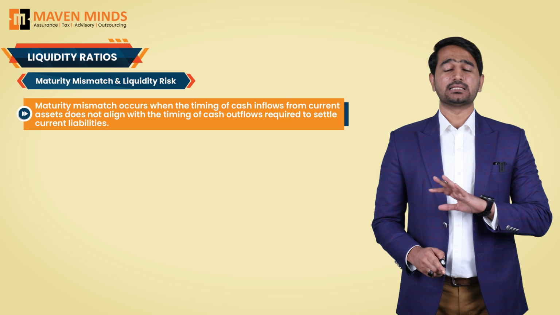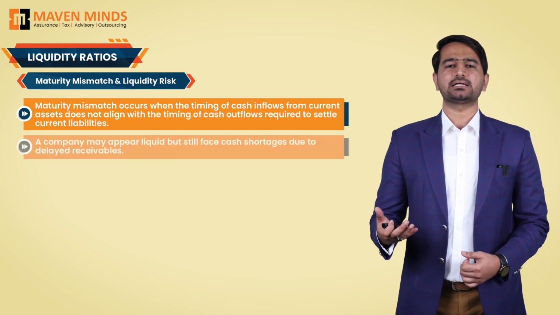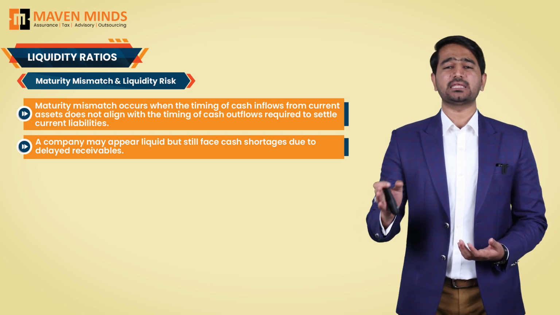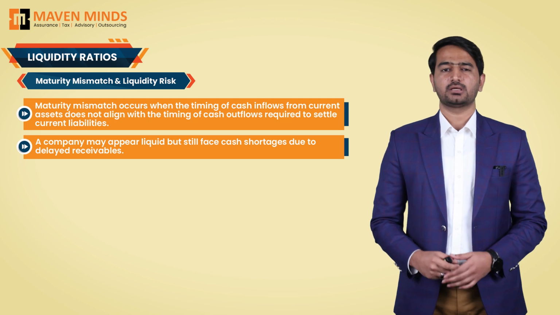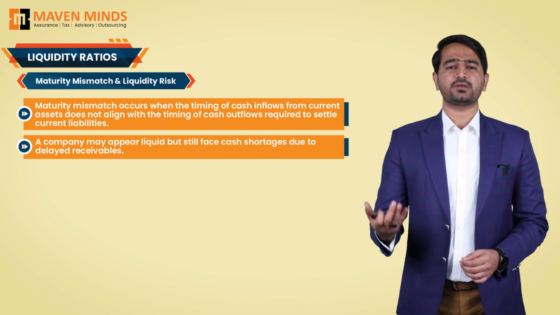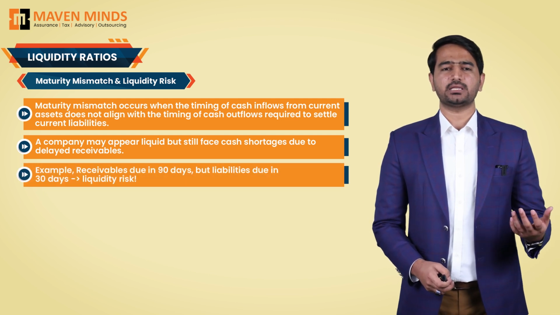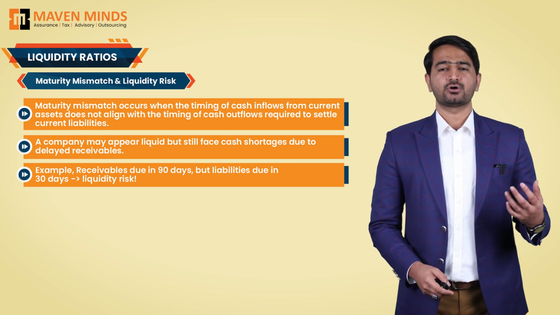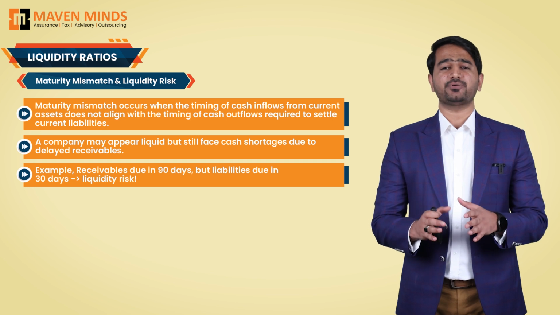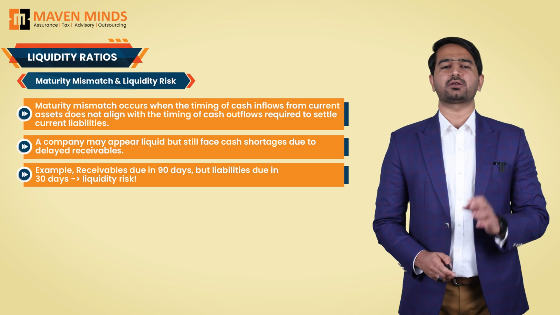But in reality, this is not always the case. For instance, a company may report a healthy current ratio of 2:1, suggesting that it has twice as many current assets as current liabilities. However, if a significant portion of current assets consist of trade receivables that are due in 90 days, while a large portion of current liabilities such as supplier payments or short-term bank loans are due in 30 days, the company may still face serious liquidity problems, even though it appears to have a strong current ratio.